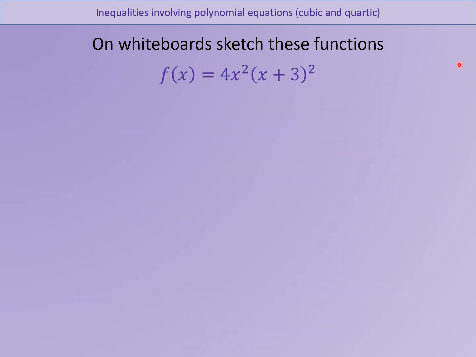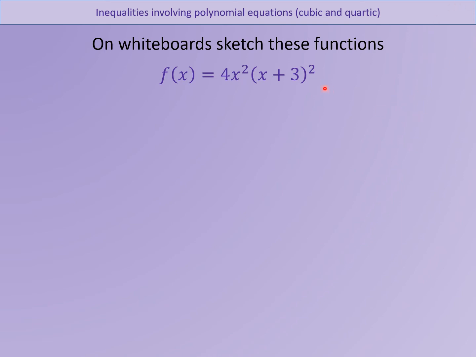And finally, the last one, again, pause this while you sketch it and then unpause to look at the answer. So this graph is also a quartic, because if we were to multiply it out, the power of x will be x to the power 4. It's going to be a positive x to the power 4, so it will start in the top left and end in the top right.